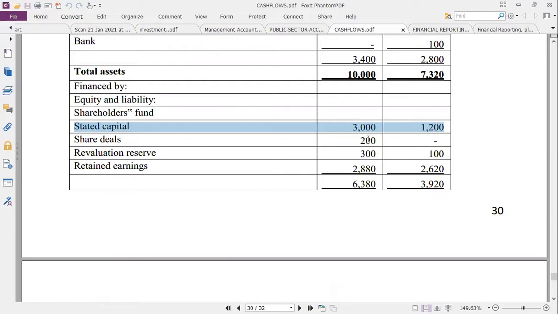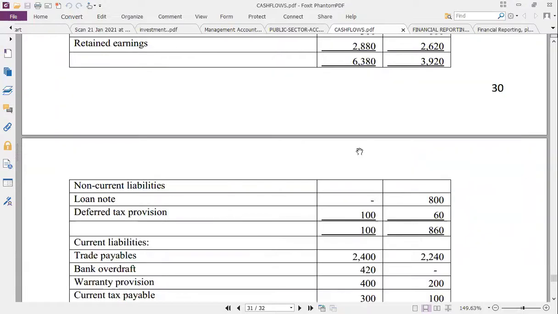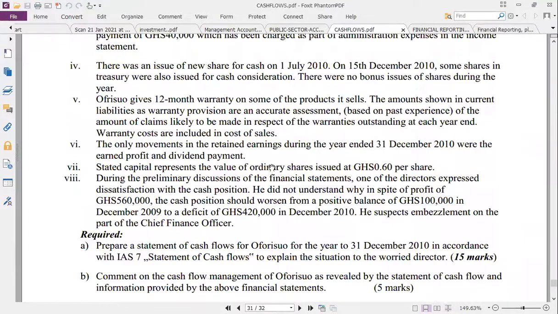The stated capital has increased by what? 1,800. Not all of this 1,800 is by way of cash, because there was a bonus issue. And thank God the bonus issue value is 1,000 Ghana cedis. So that means the actual cash that came in is what? 800. Take note of this. That is all. The next note.